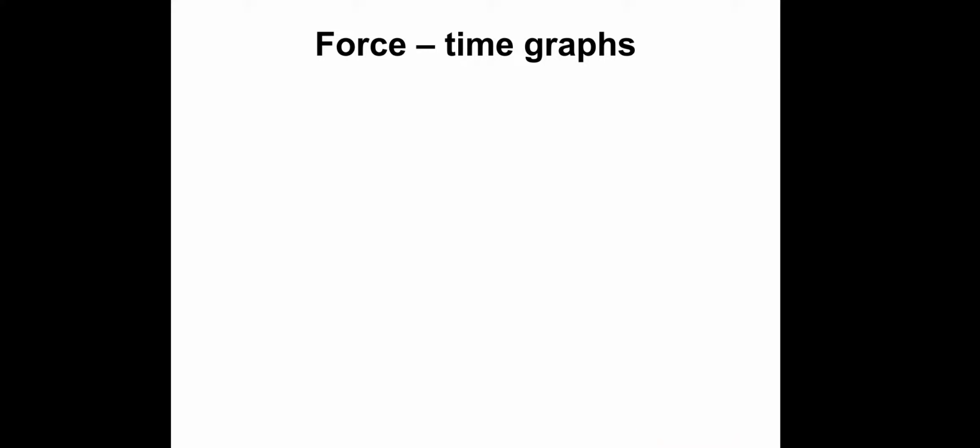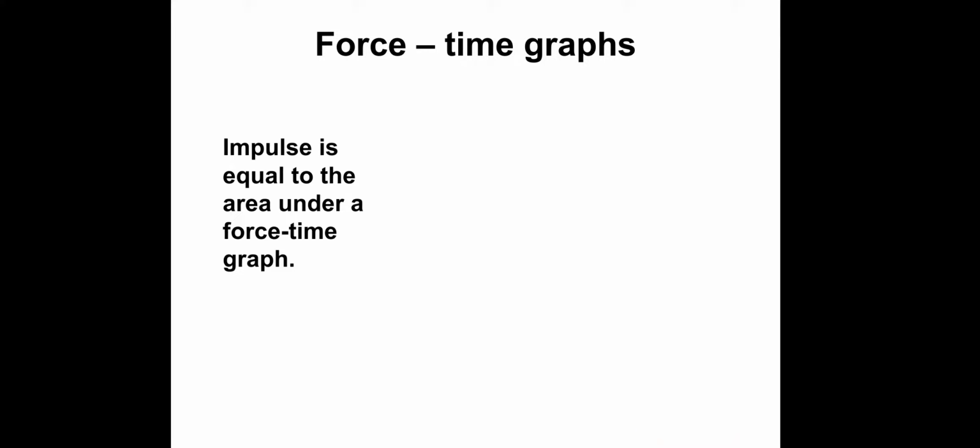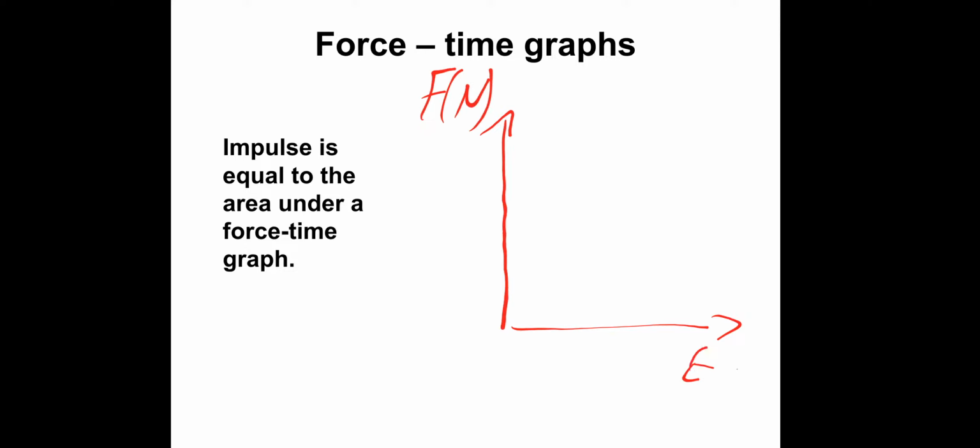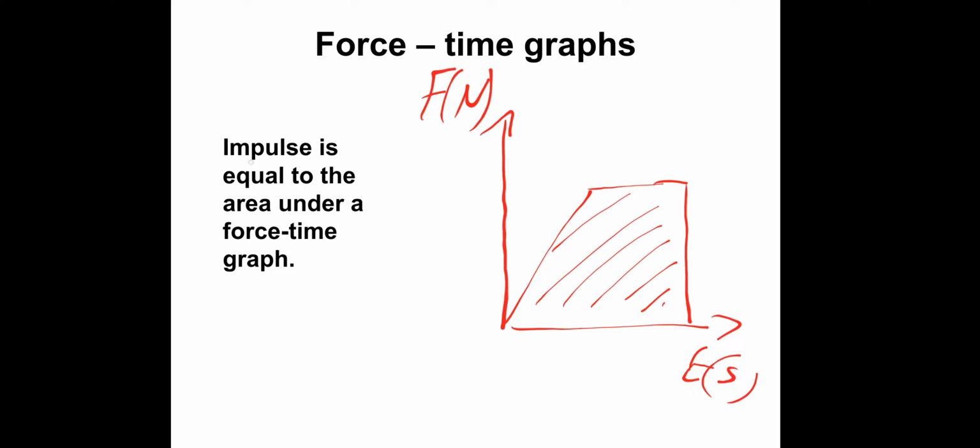So force time graph. If you have a force time graph, I'll just draw a random one. So force in newtons against time in seconds. So it could be anything, maybe something like this. The area under the graph is equal to the impulse.